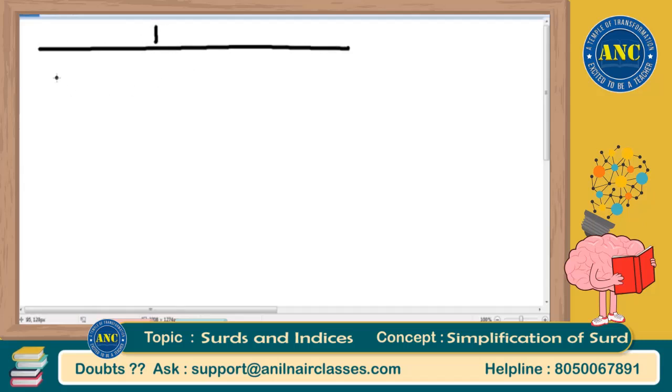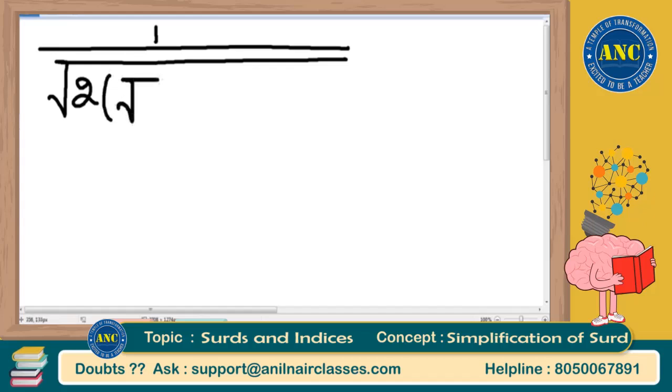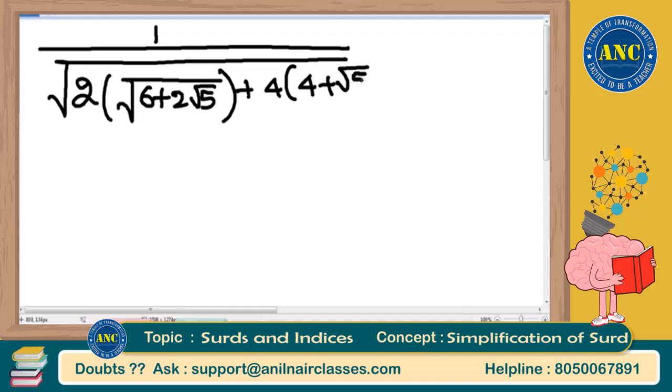Your question is, simplify 1 by square root of 2 into, again inside square root of 6 plus 2 root 5 plus 4 into 4 plus root 5. I need to simplify this value.